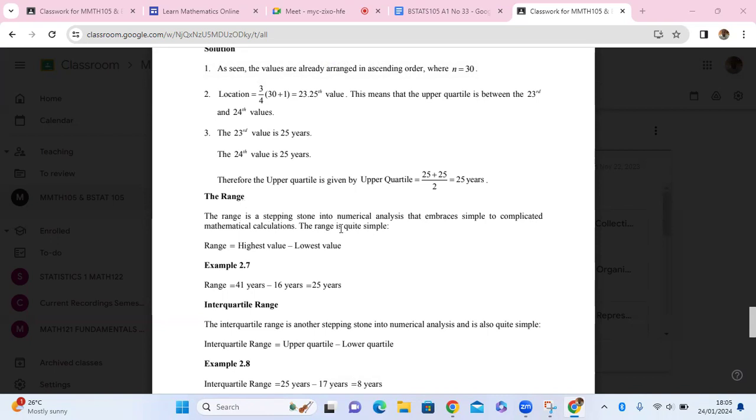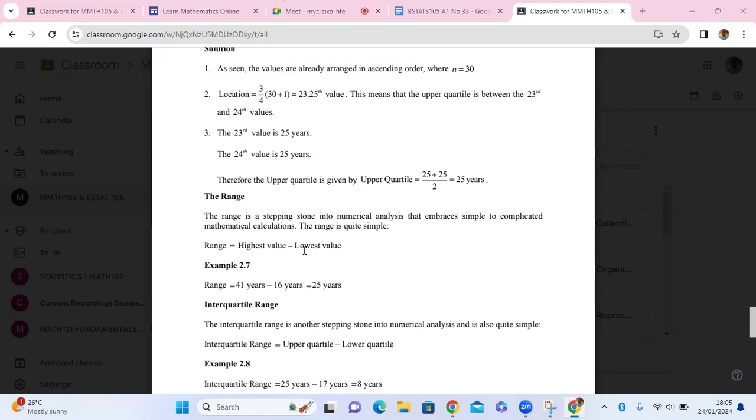It is a stepping stone into numerical analysis, and it is simply to calculate: the difference between the highest value and the lowest value. The range is equal to the highest value in that data set, subtract the lowest value. What is the difference? What is the range? As you can see, it's a different description from the quartiles. The quartiles give you boundary lines, from that below, from that below. But the range gives you the difference, how wide, how separated the values are from each other.